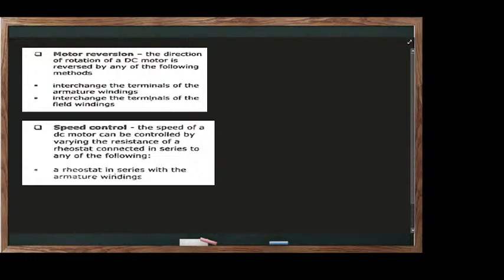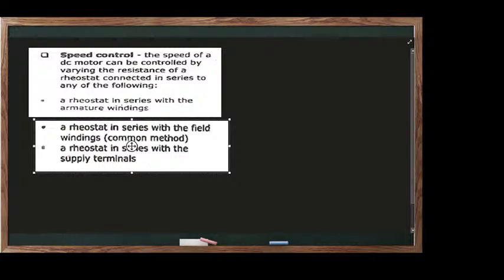Pag-ibahin natin yung resistance ng ating rheostat connected in series to any of the following. So either yung rheostat is nakaseries sa ating armature winding, pwede din yun. Or the rheostat is in series with the field winding. This is the most common method. Or the rheostat is in series with the supply terminals. So kahit anong method, tatlong method na yun.